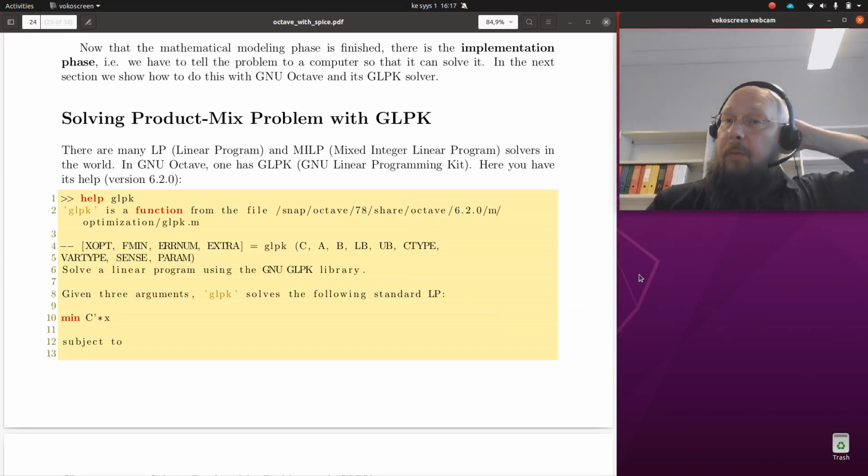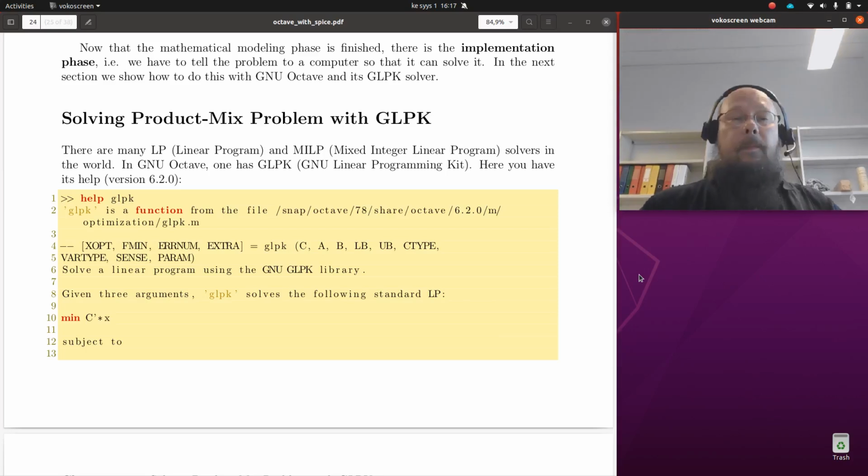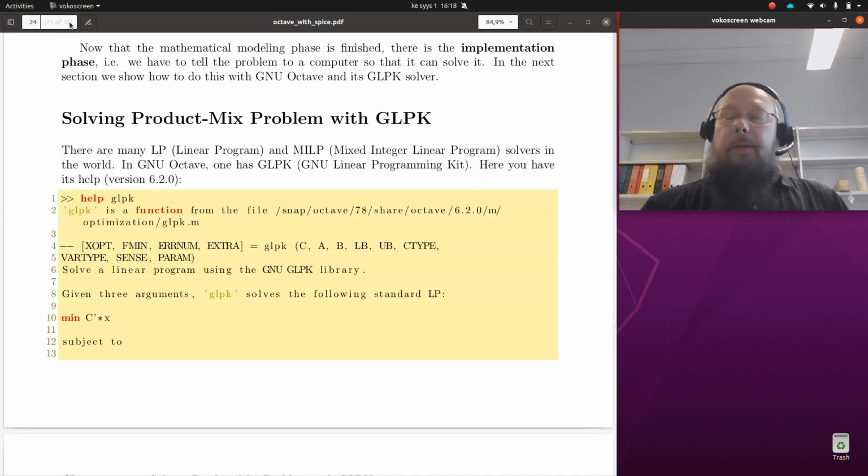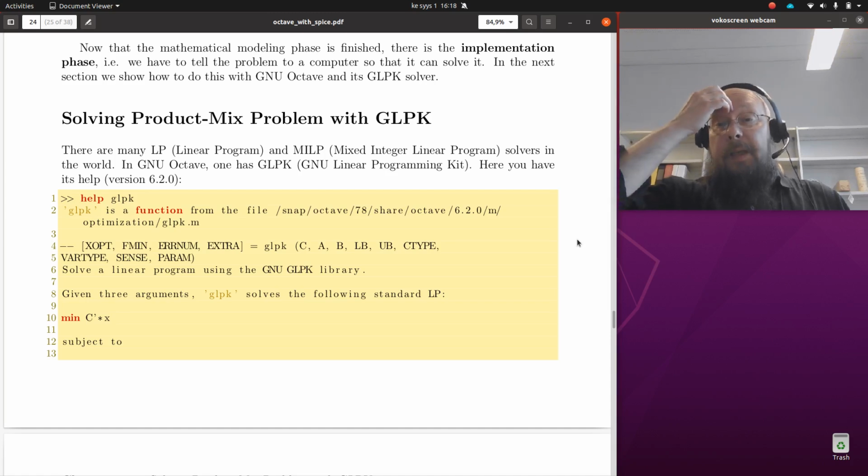Hello everybody and welcome to this final section on the notes Octave with Spice, and this is about solving product mix problem with GLPK. If you look at the notes, we are here at page 24 or page 38, so this is a relatively long section. This will be split into many videos, but in any case, let's get started.